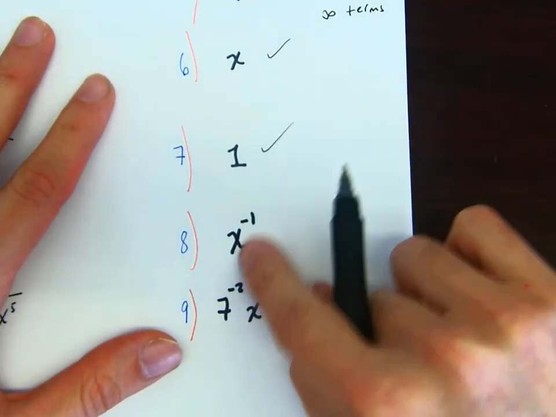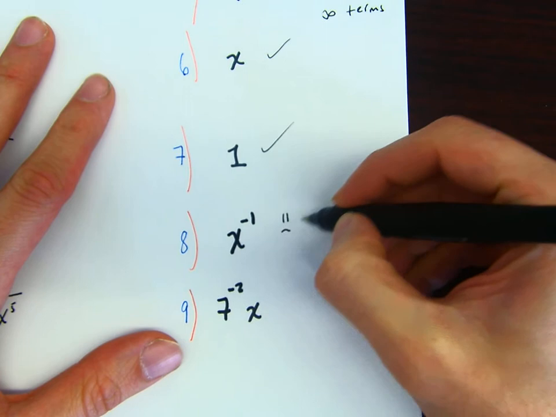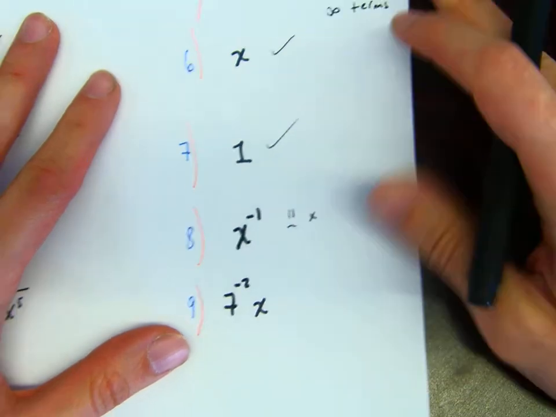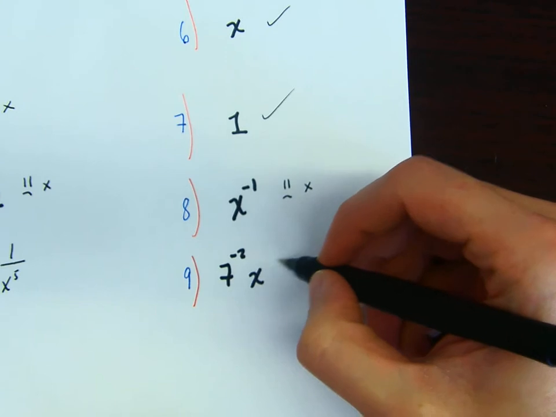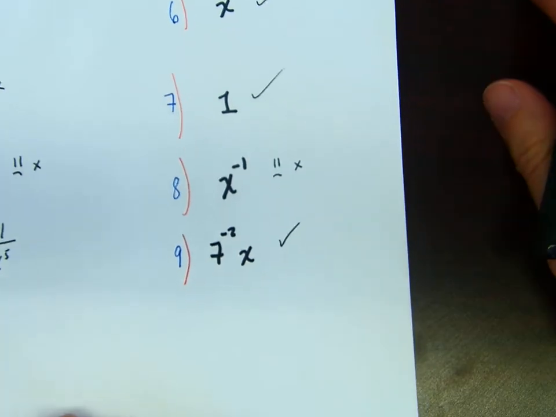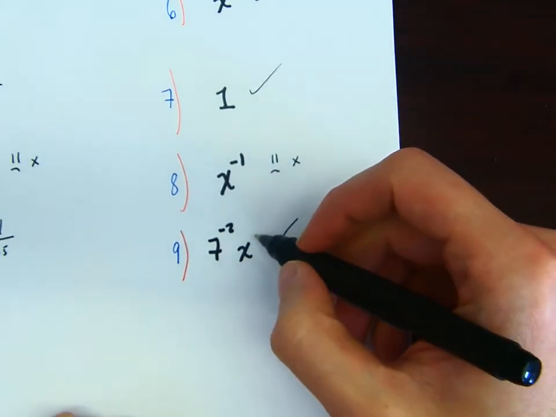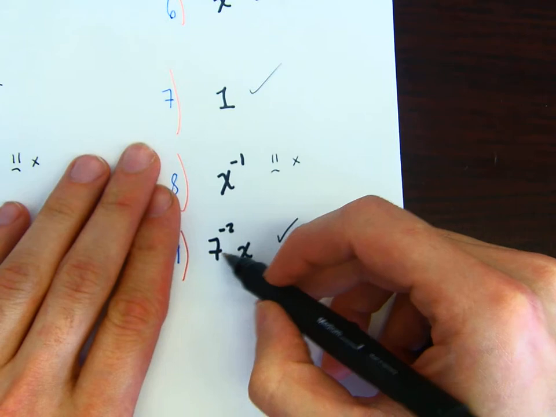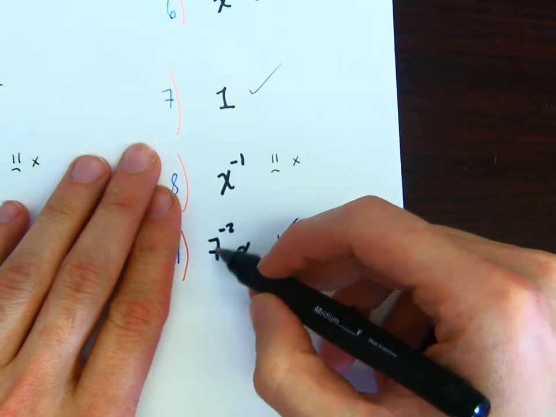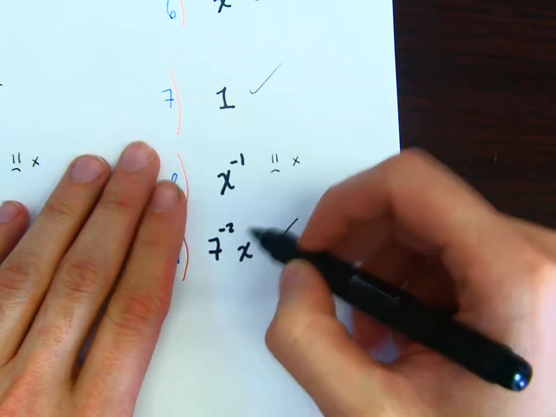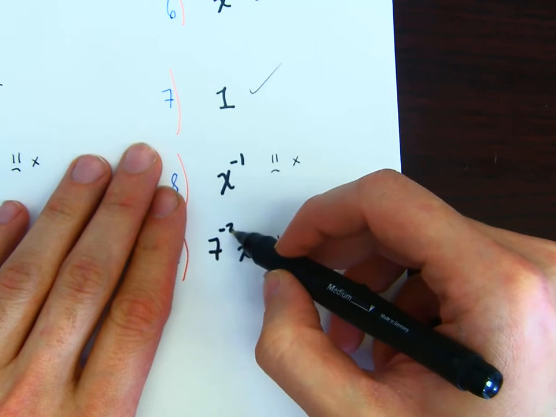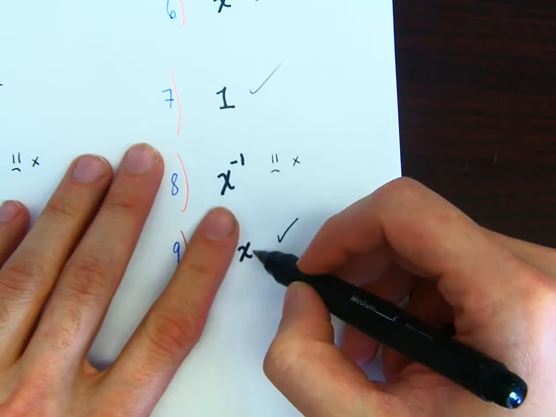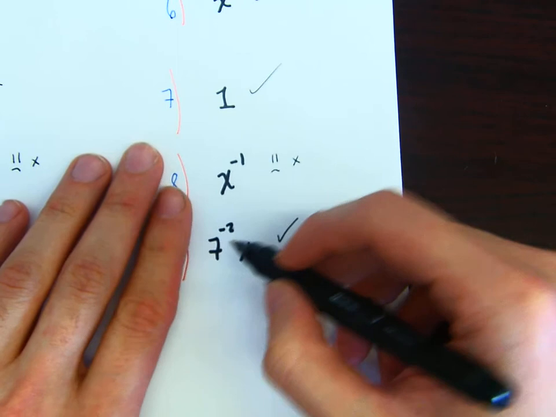This value over here, x to the negative 1, is not a polynomial because you can't have a negative exponent. And this one was a little bit of a trick question. This is a polynomial because it's okay if the coefficient, the value to the left, has a negative exponent, but the variable cannot have a negative exponent.